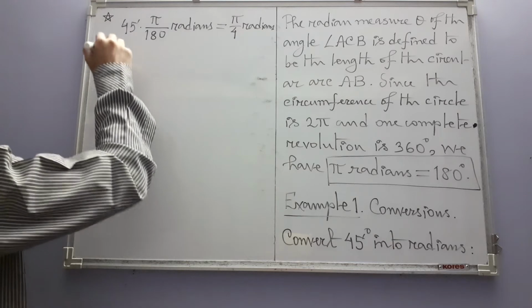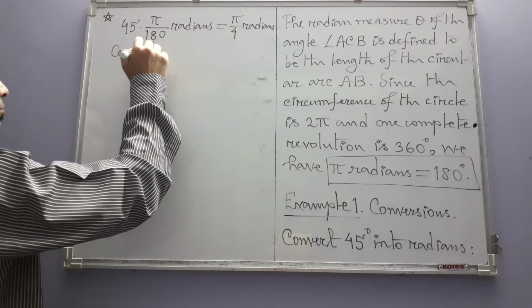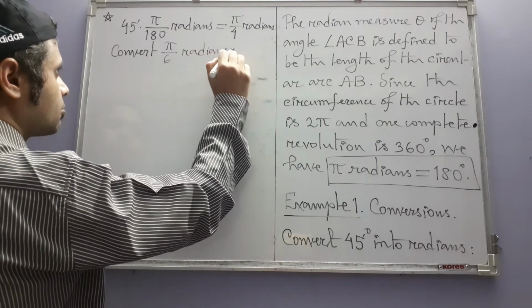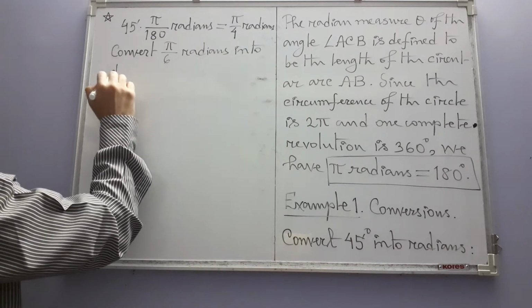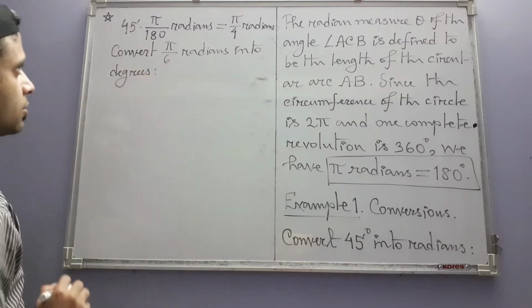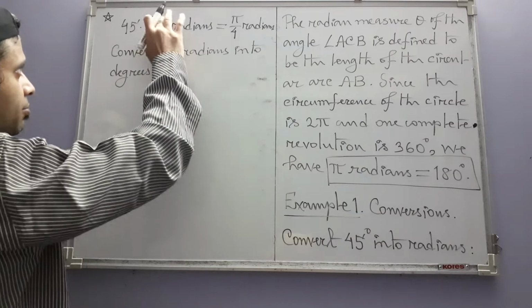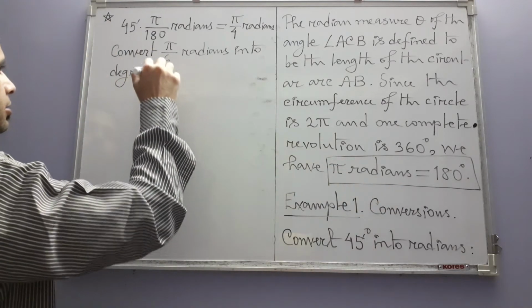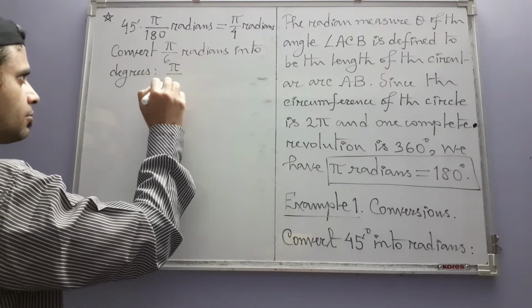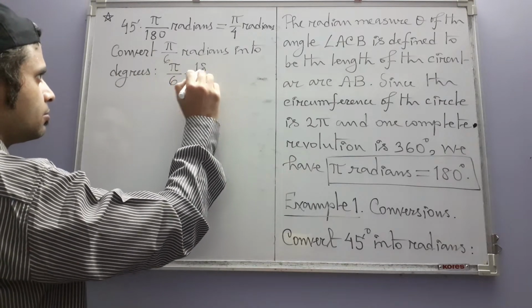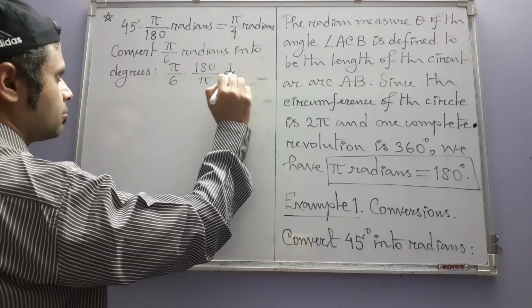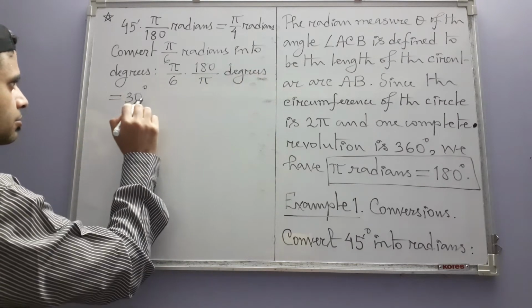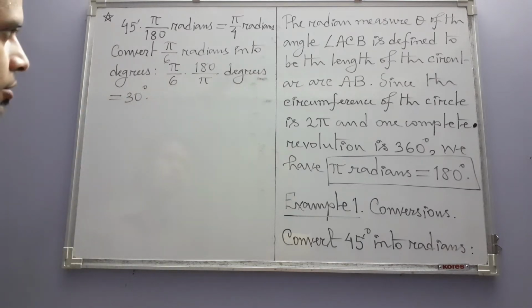And in the other direction, convert pi divided by 6 radians into degrees. For that you have to multiply by the reciprocal of this, which you can make sense of easily from this relation. So here what you need to do is multiply this by 180 divided by pi. So that gives you 30 degrees. Okay, so that is your conversion.